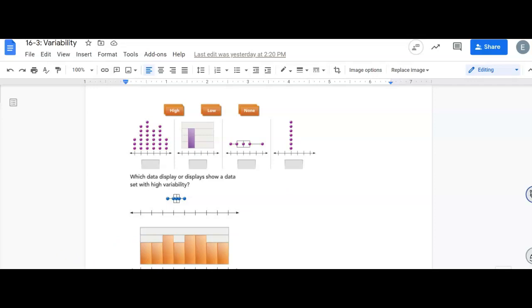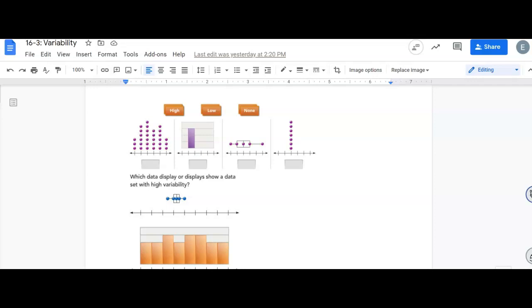Do you think it is high variability or low variability? Jason? I think it's low. Okay, why do you think it's low variability? Because on the other side, the graphs look really similar to this one, and when they're really close together, that means they're low variability. Great, good explanation.